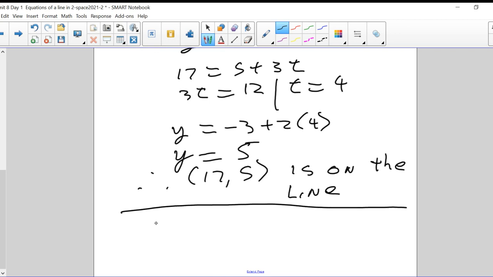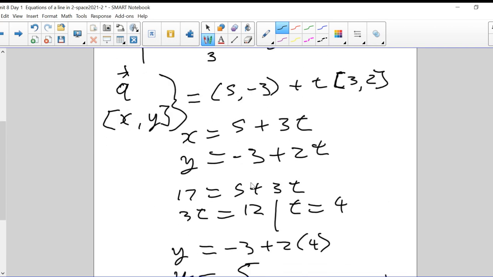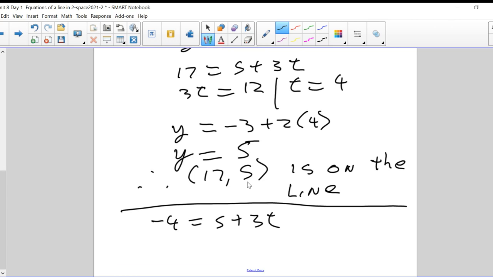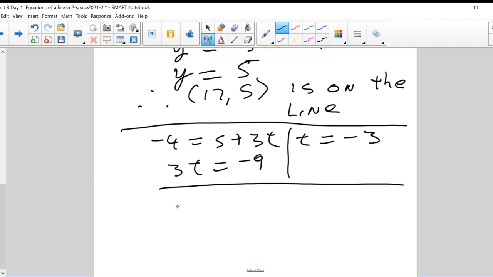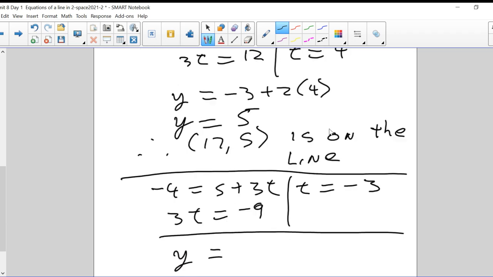So we're doing the same thing again. Minus 4 is equal to 5 plus 3t, my x parametric version of the equation, and then I solve for t. That means that 3t is equal to minus 9, and therefore t is equal to minus 3. Okay, fine. So let's see what the corresponding y value should be in that case. My y should be equal to, here's my parametric equation, minus 3 plus 2t.